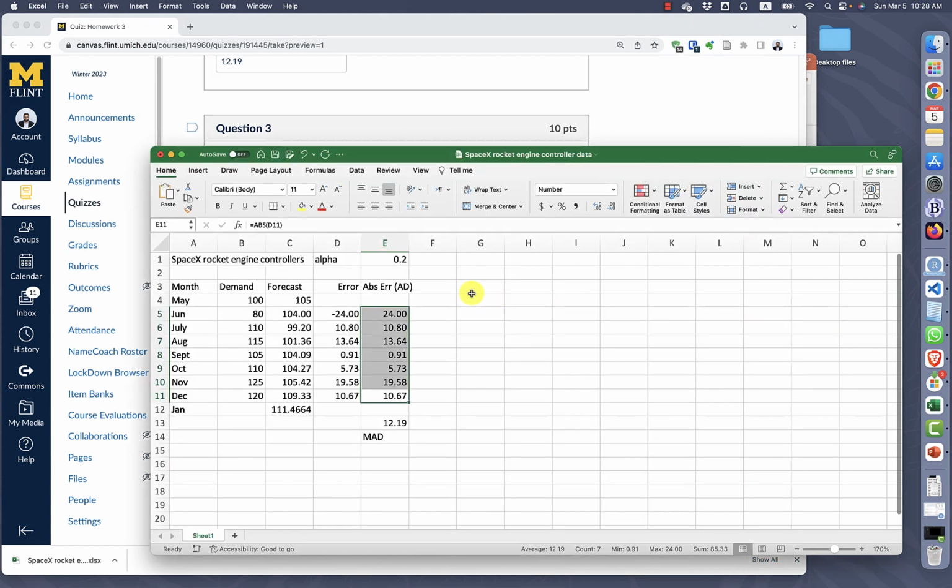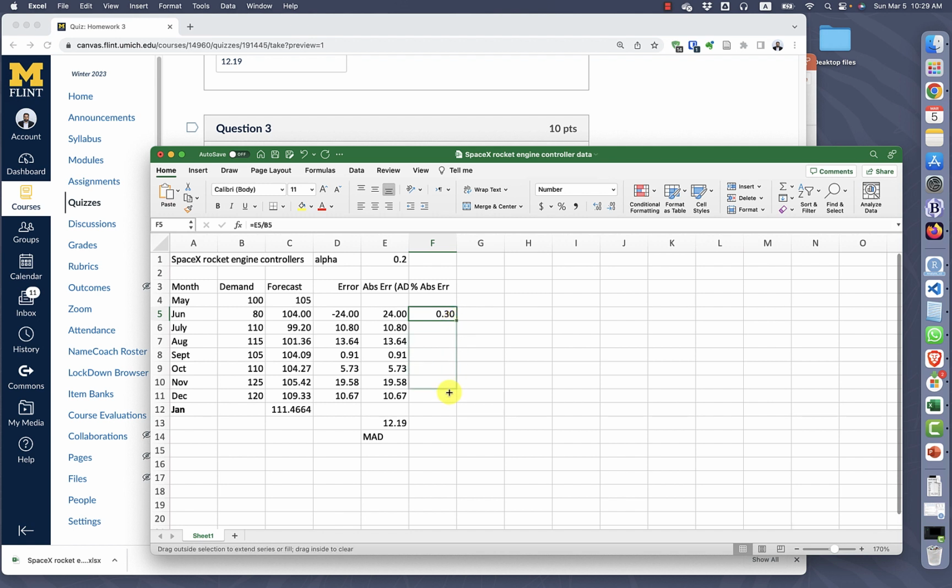To calculate the MAP, once you have the absolute error, things get easy. So we need the percentage absolute error, which is just the absolute error divided by the value of the demand. Okay. And so that tells you that this 24 is 30% of the demand. So you are off by 30%. 30% is represented as 0.3.